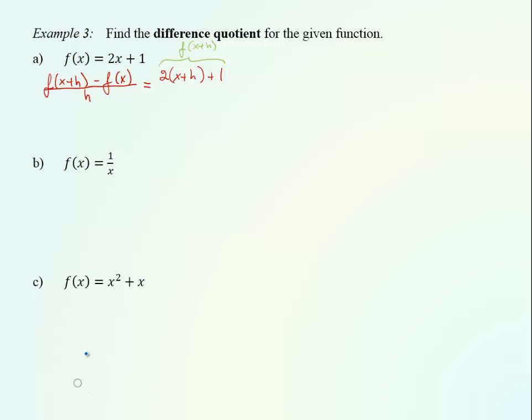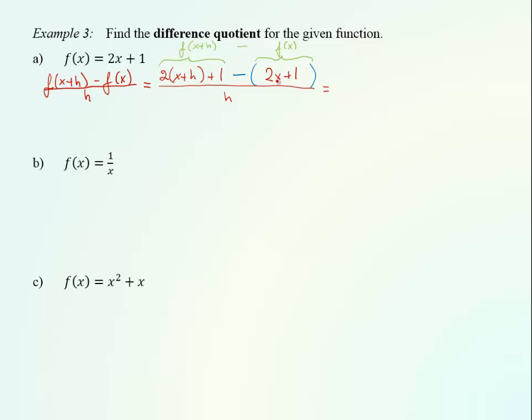Now I need to subtract, and because of subtraction, let's open a bracket because something larger is coming in. And then we evaluate f of x, which is just 2x plus 1. Everything is over h. So this part is our f of x, and we have f of x plus h minus f of x divided by h, so yes, that's our difference quotient.